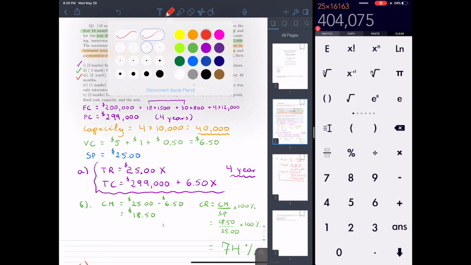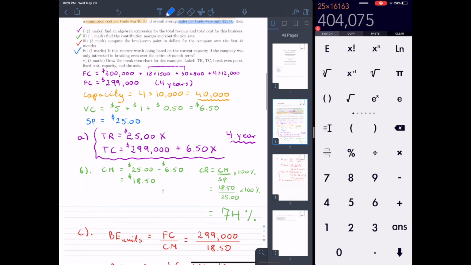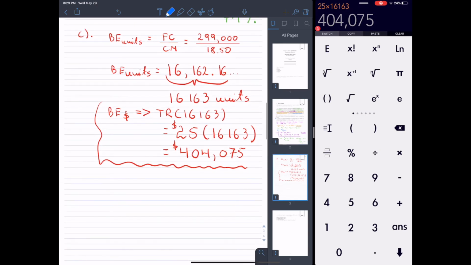Now, number 4 is this venture worth doing, okay, on the current capacity. So that we have, well, capacity was 40,000. And our break-even point, okay, is actually much smaller than 40,000. So that's our capacity here.